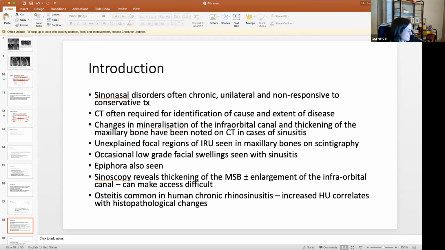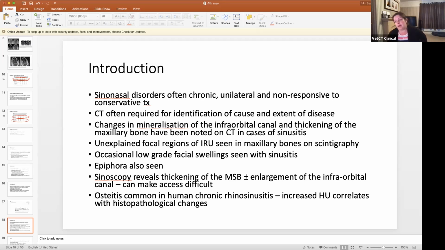Sorry. And then they comment that we often see epiphora with horses with sinusitis, or it can be seen. And then the other comment they made was that the maxillary septal bulla can be thickened and enlargement of the infraorbital canal can occur, which can make access surgically difficult.